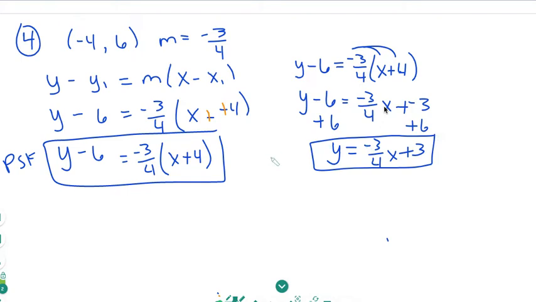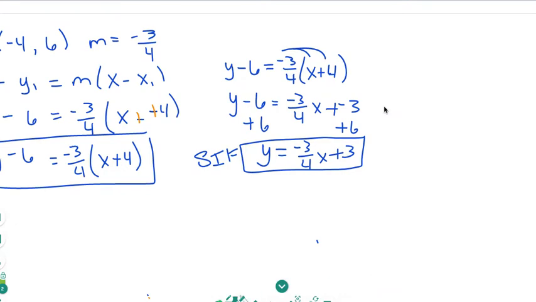That is our slope-intercept form. Now we're going to take our slope-intercept form, y is equal to negative 3/4 x plus 3, and we're going to change it to standard form.